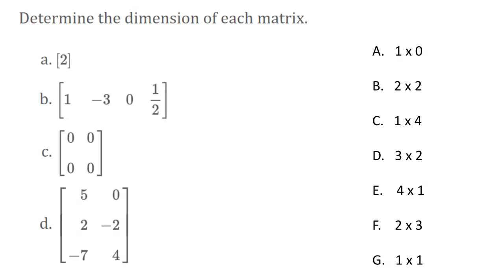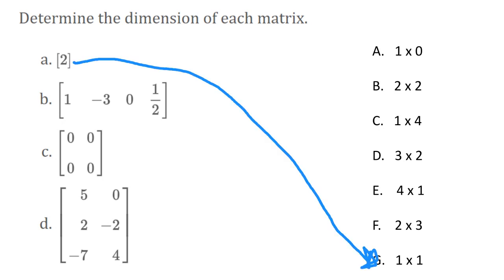So let's try a couple of examples here. Determine the dimension of each of these matrices. If we look at the first one, how many rows does it have? Okay, so it has one row and it has one column. So this matrix is going to be letter G.